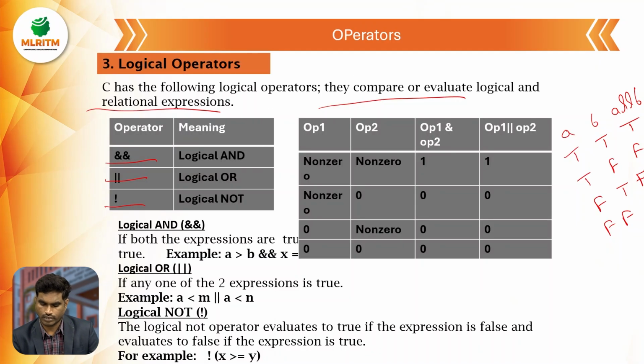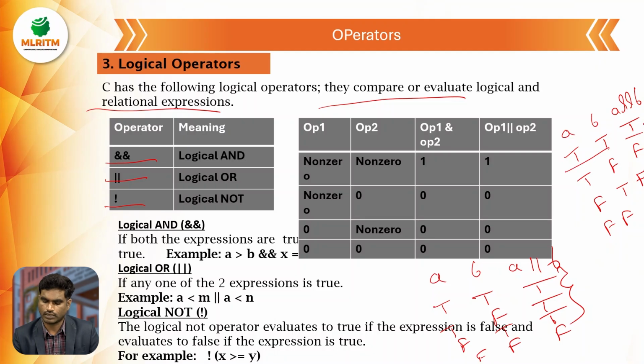In A, B, A or B: A is true, B is true, the result is true. A is true, B is false, the result is true. A is false, B is true, the result is true. When both are false, the result is false. In all remaining cases, the result is true. For logical AND, when both are true, the result is true. In all remaining cases, the result is false.